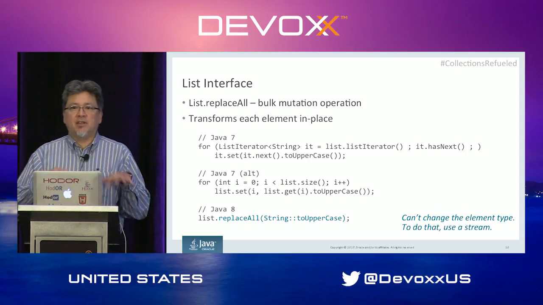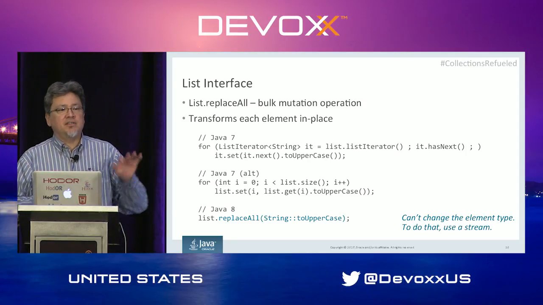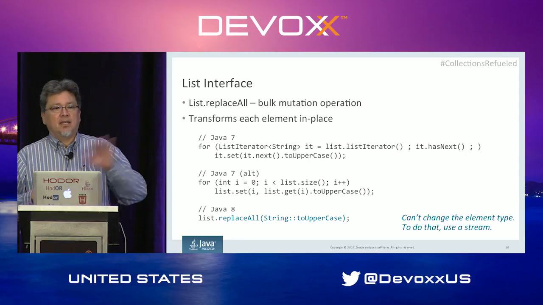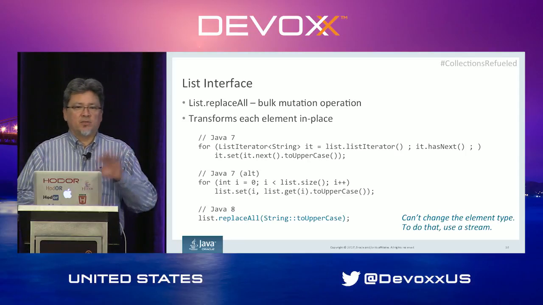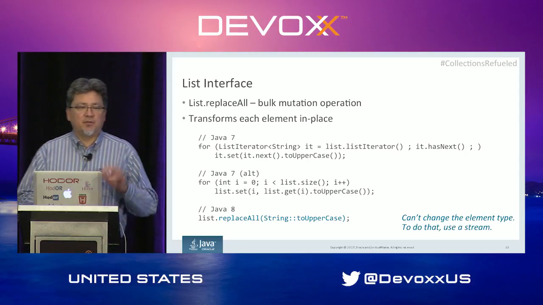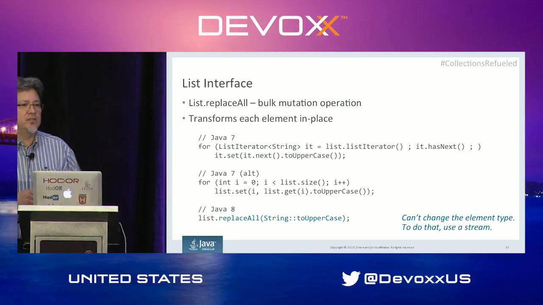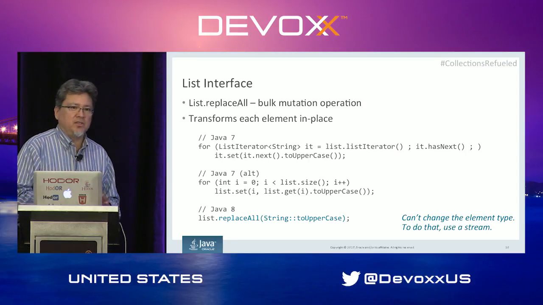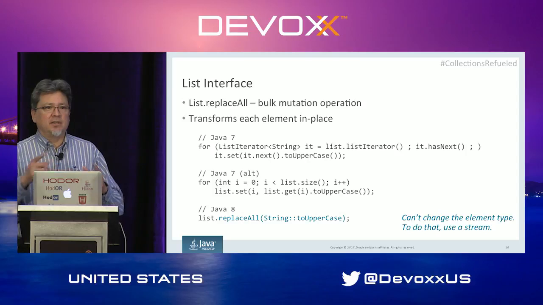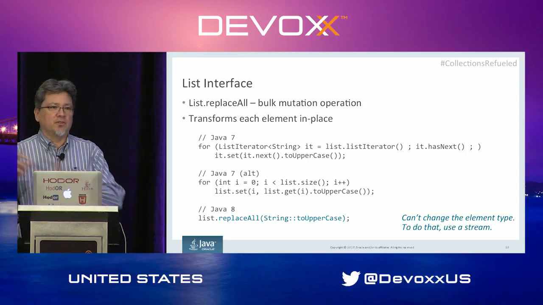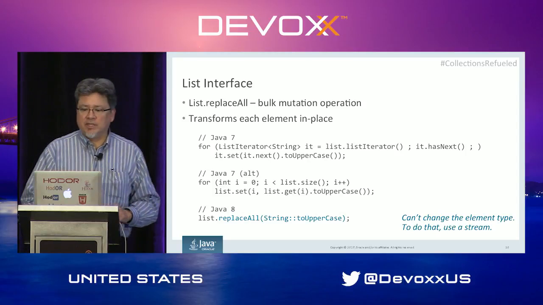Now, when people see this, they'll often say, oh, I want to change this list so that every element is transformed into something different, of a different type. And you cannot do that with replaceAll. For that, you need to use a stream. You stream out the elements, transform them into something of a different type, and then collect them into a new list.